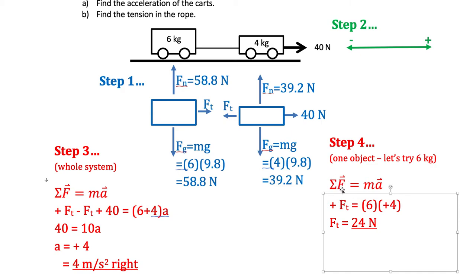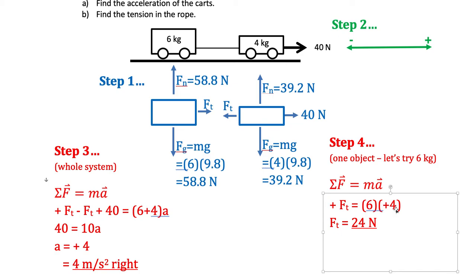That's my sum of all the forces on the 6 kilogram object. Now for mass, that's going to be 6. That's the object I'm focusing on. And for acceleration, wait, how do I know the acceleration of that object? Oh, right, I just found it. I just found the acceleration of everything, and it was all positive 4. So here I just take this positive 4 I found in step 3 and I plug it in for a over on this side. Then it becomes really easy to solve for the tension.